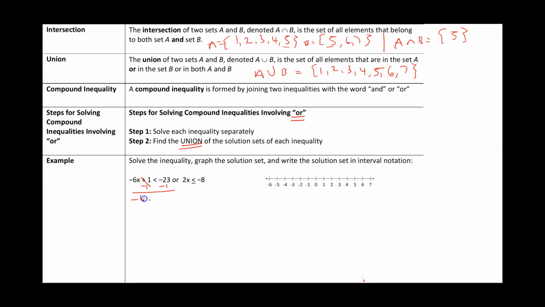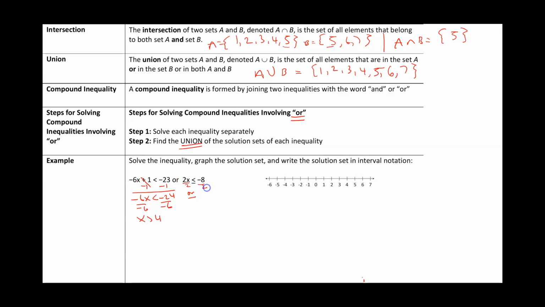This gives us negative 6x is less than negative 24. We divide both sides by negative 6. Remember that when we divide both sides by a negative, the inequality reverses. So this will give us x greater than 4. We have the word or in between, so make sure you put the word or.